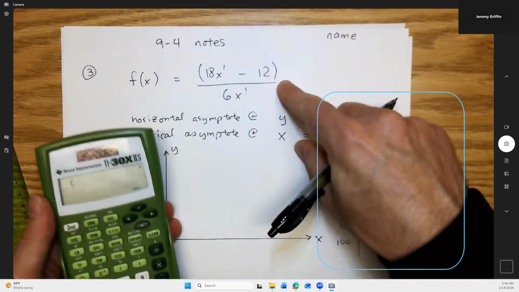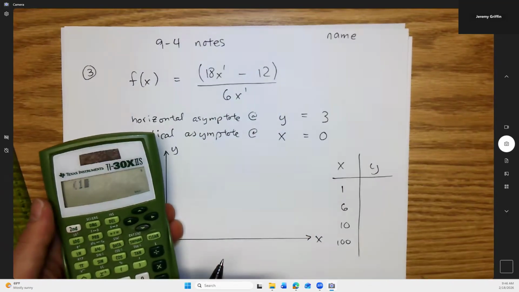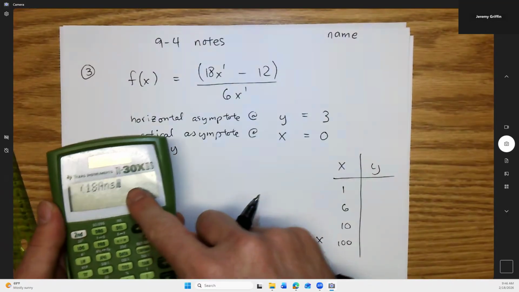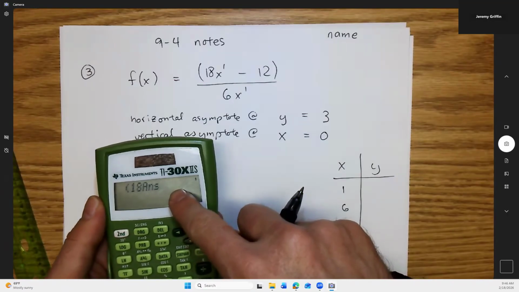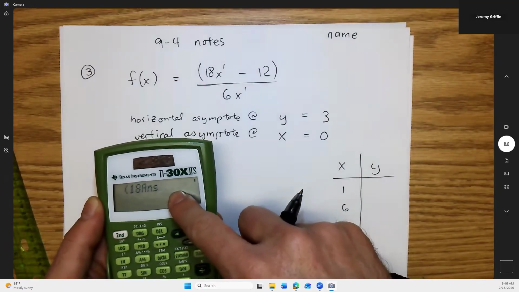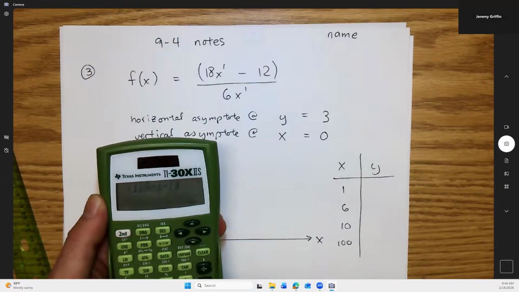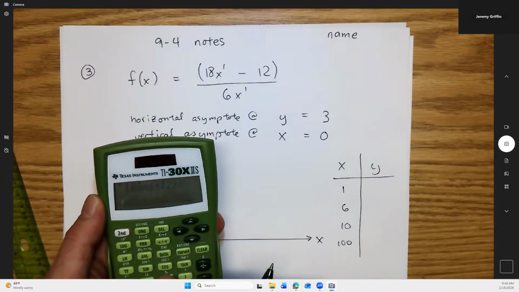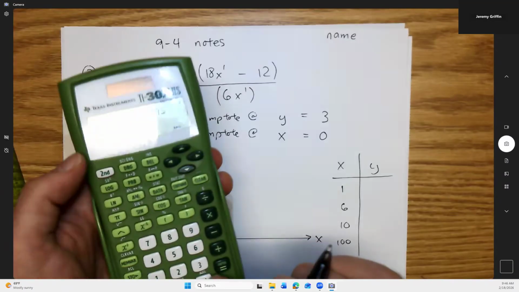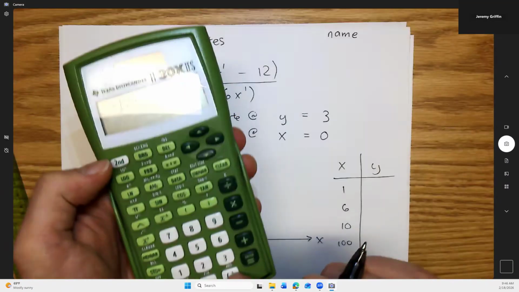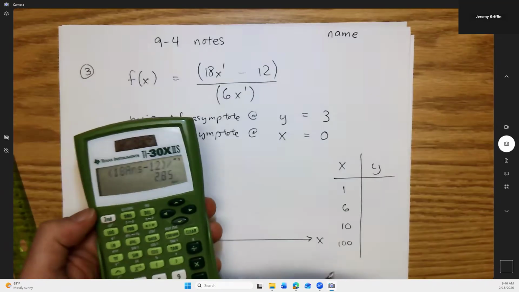Guys, try this calculator trick with me. It's good practice. Do 18 times answer. Can everybody do that? Open parenthesis, 18, answer. Now do minus 12, then close parenthesis, then divide by, and also put this in parentheses, 6, answer. Answer is the second negative key here. I don't have that on this one.